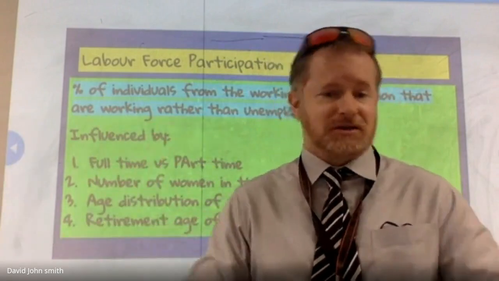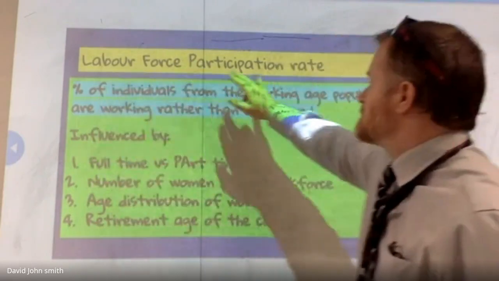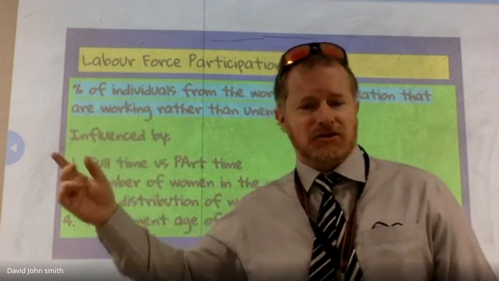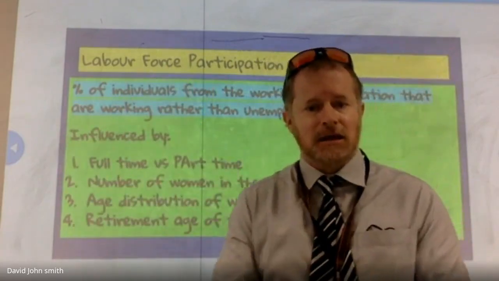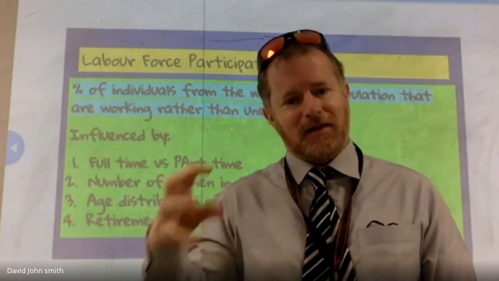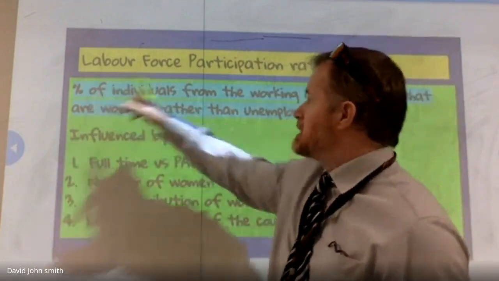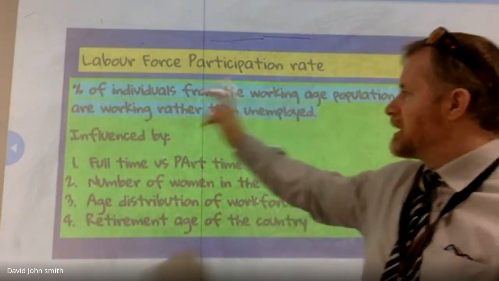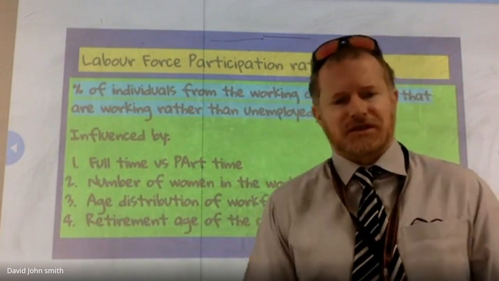So labour force participation rate is the term that we use. Relatively straightforward in a lot of regards. It's the labour force, it's the people in that labour market, right? Participation, that means are they involved? Are they actually working in that labour force? So it is the percentage, because it's a rate, the percentage of individuals from the working age population that are working rather than are unemployed. Are they participating? Are they trying? Are they working? In that particular economy.